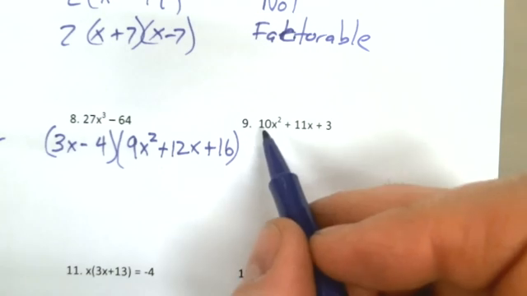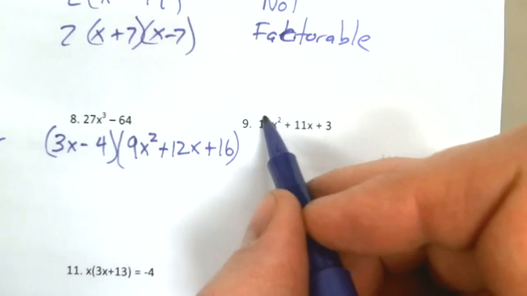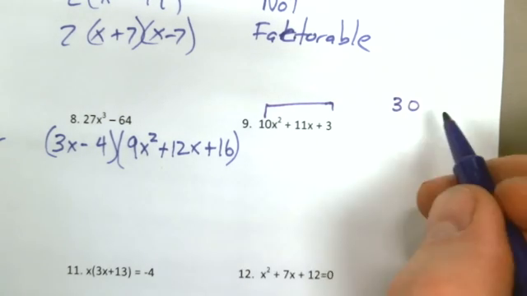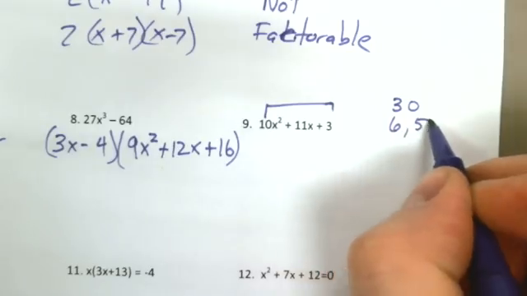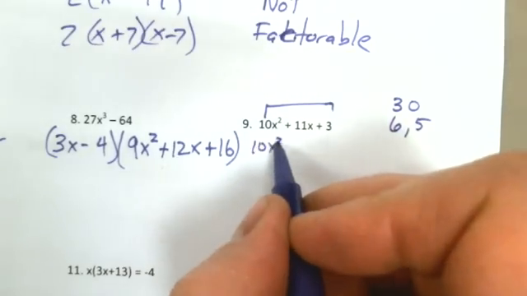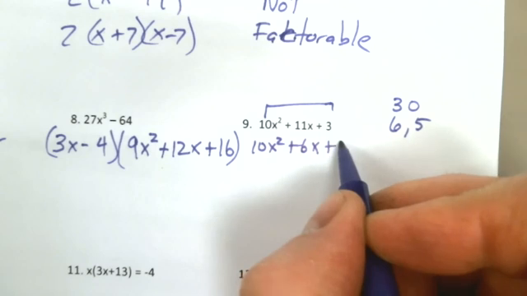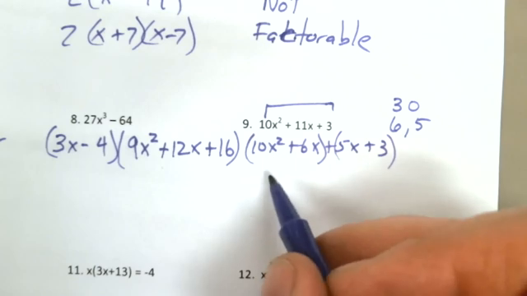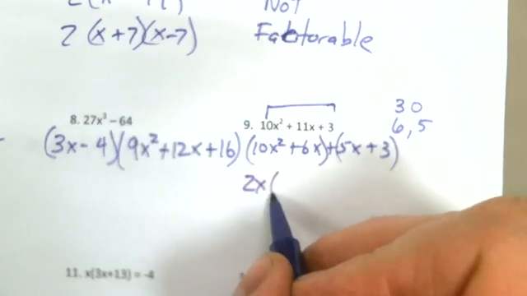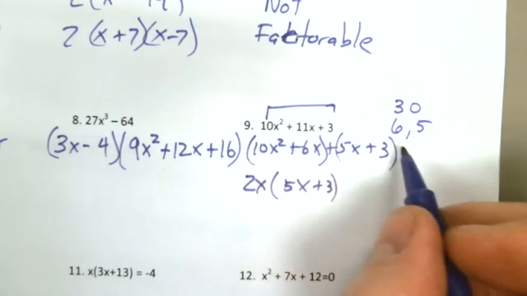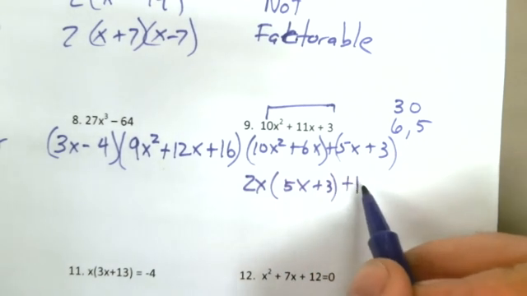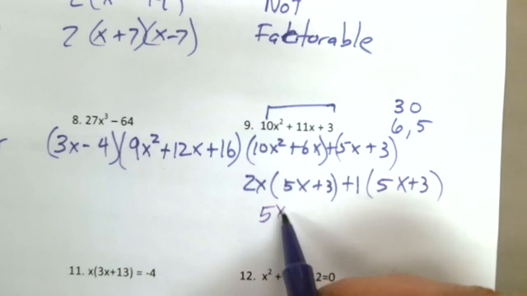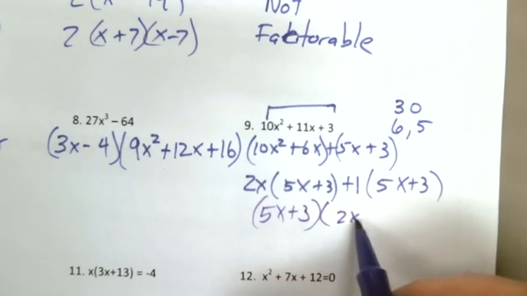For number 9, again we have a coefficient in front of the squared term, so I'm going to use my a times my c. I get 30. My factors of 30 that add up to 11 are 6 and 5. I'm going to split my middle term using those factors and factor it by grouping. Greatest common factor of the first grouping is a 2x, leaving me with 5x plus 3. There's no greatest common factor, so I'm going to bring out the 1. And since these are the same, I'm going to rewrite it as such.